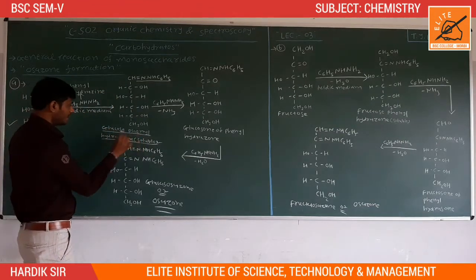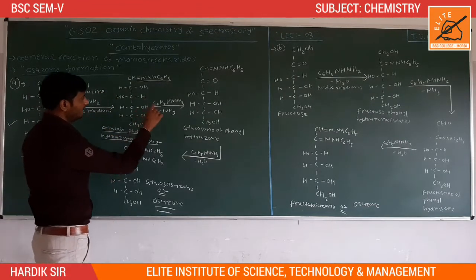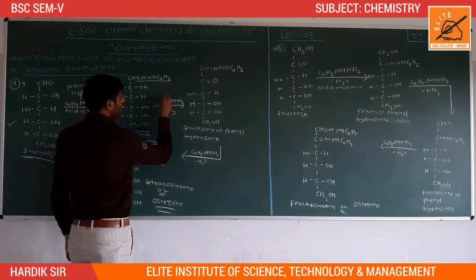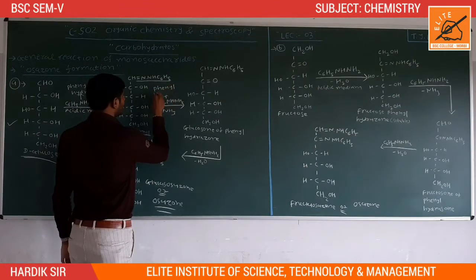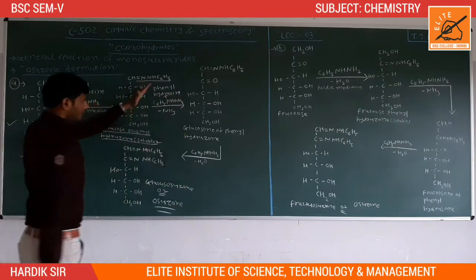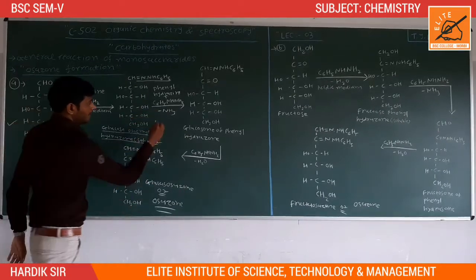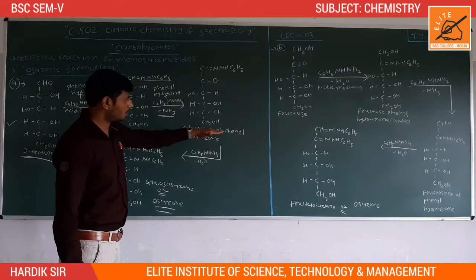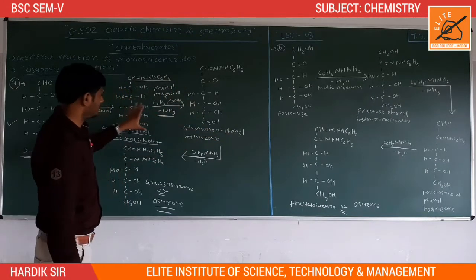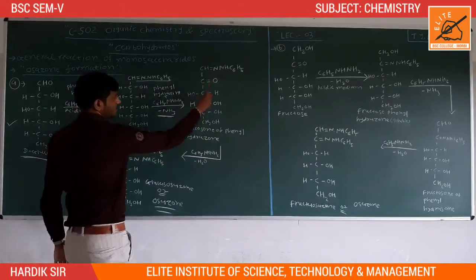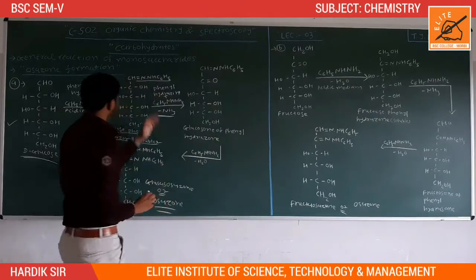Now, glucose phenylhydrazone is reacted with phenylhydrazine a second time. This is the phenylhydrazine. One ammonia molecule is removed to produce a glucosone phenylhydrazone. This is the structure of glucosone phenylhydrazone.